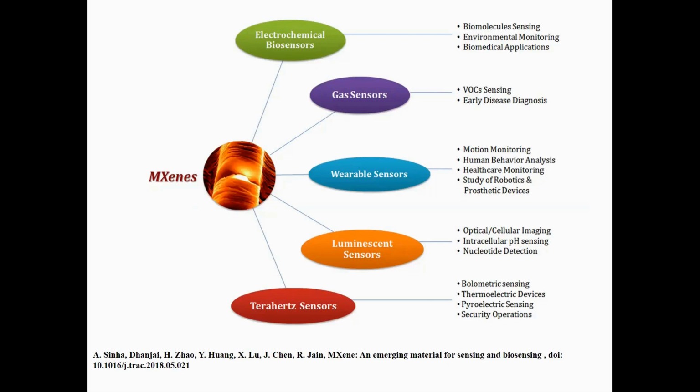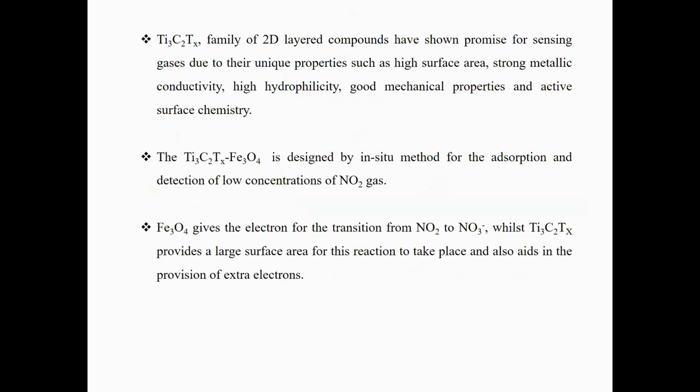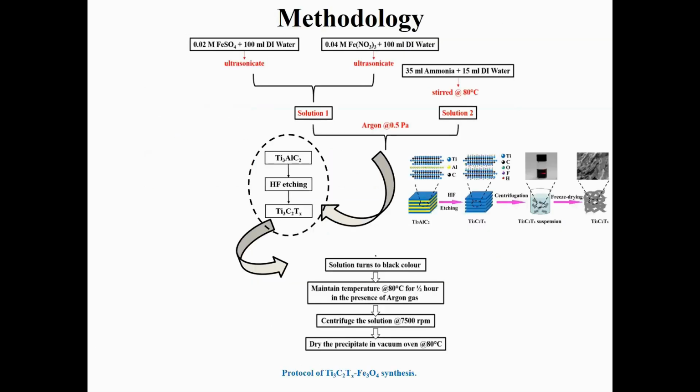It is highly conducting. That's why we are using MXene to provide a high surface area along with Fe3O4, because Fe3O4 will help in giving electrons to convert NO2 to NO3 minus.